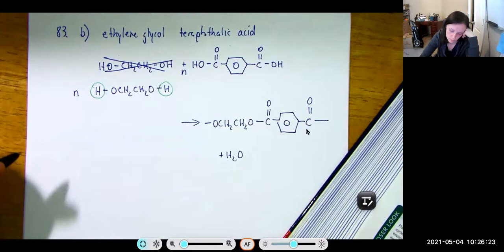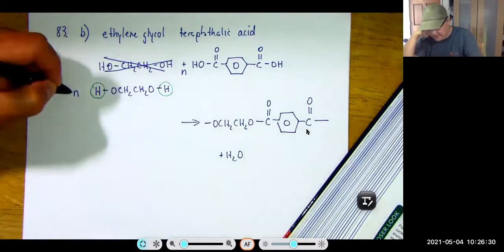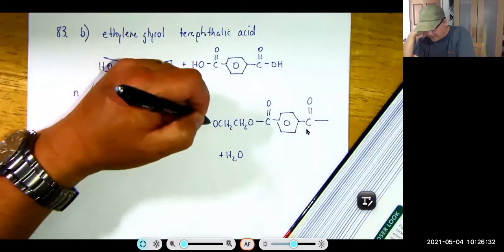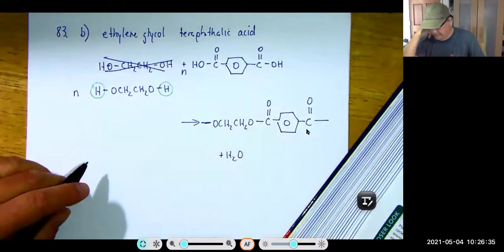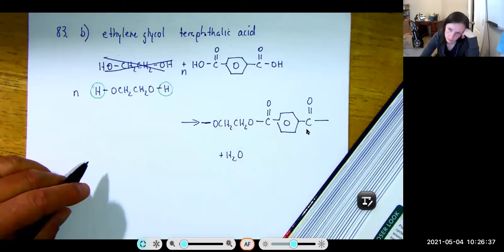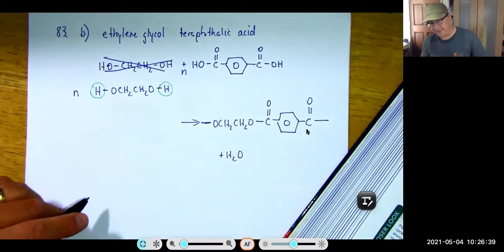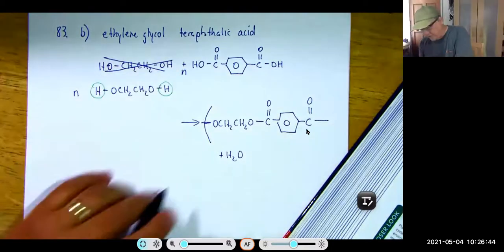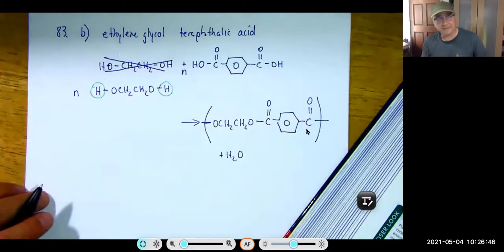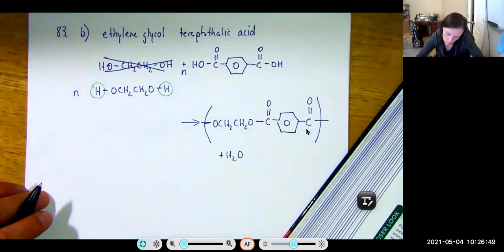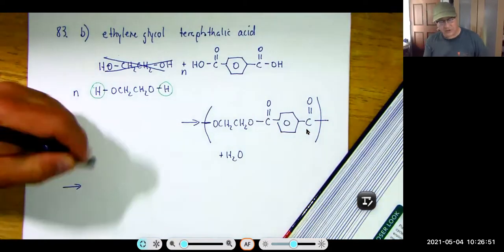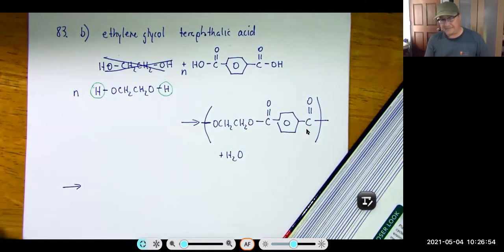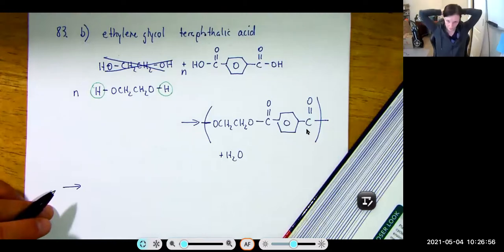Okay. Now, if we start off with N of these and N of these, how many of these are we going to make? N. And where do you want to put the parentheses? So the whole thing is repeating. The whole thing is repeating. Okay, so around the whole thing. Now, what is another correct answer? I'm going to show you another correct answer. Are you ready for that? Yeah.